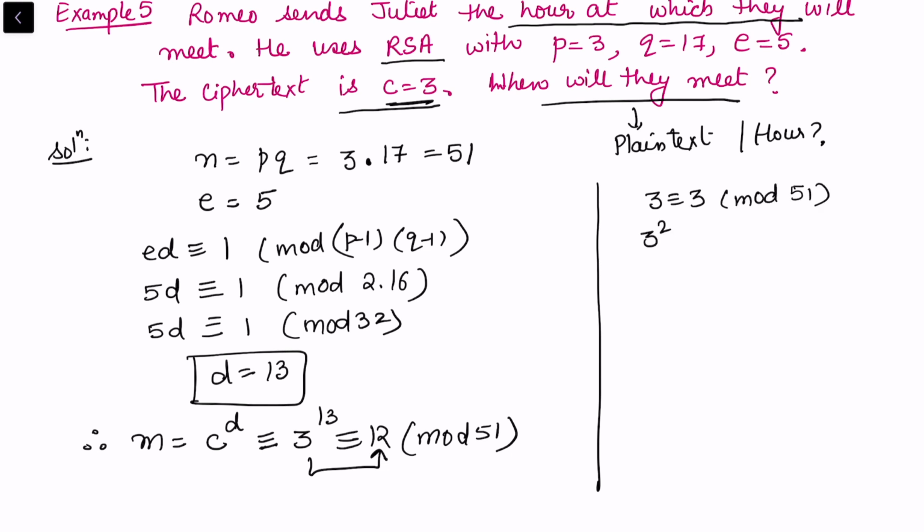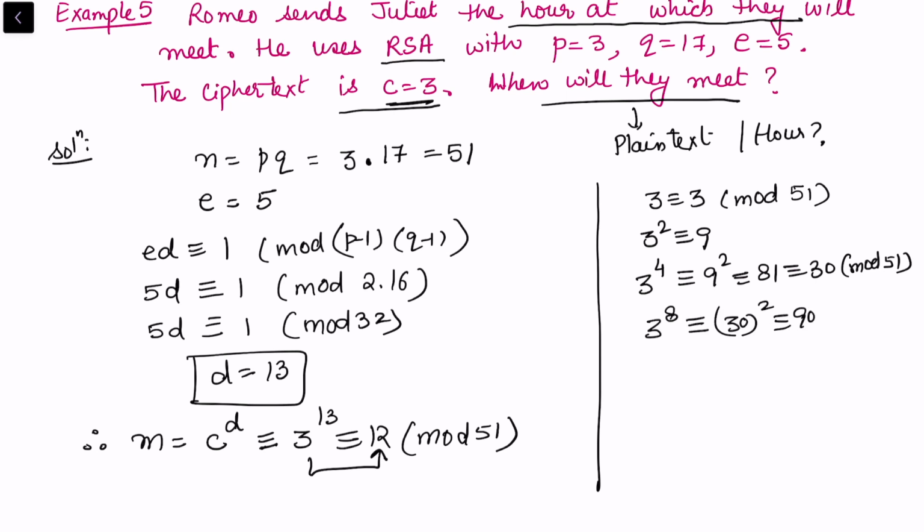Then take 3 square, which is congruent to 9. Then take 3 to the power 4, which is congruent to 9 square. 9 square is congruent to 81. 81 is further congruent to 30 mod 51, so we'll just reduce this. 3 to the power 8 is congruent to 30 square. 30 square is congruent to 900. 900 is congruent to 33 mod 51.